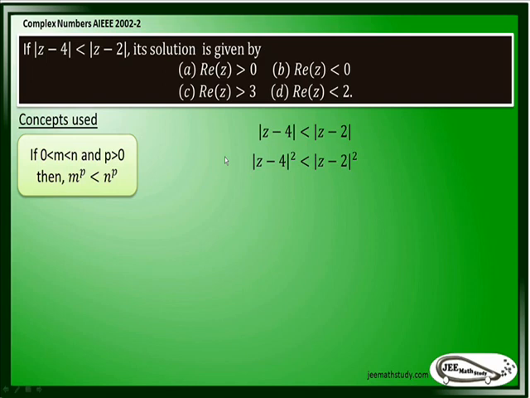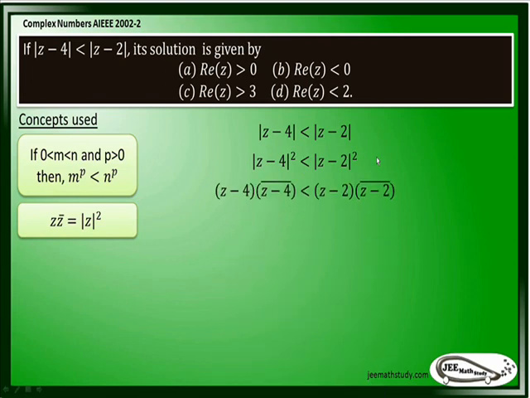The reason why we are squaring LHS and RHS is because I want to use the following property, that is, product of z into z bar is equal to square of modulus of z. Using this property, on the LHS and as well as on the RHS of our inequality, we will get this, that is product of the complex number and its conjugate.